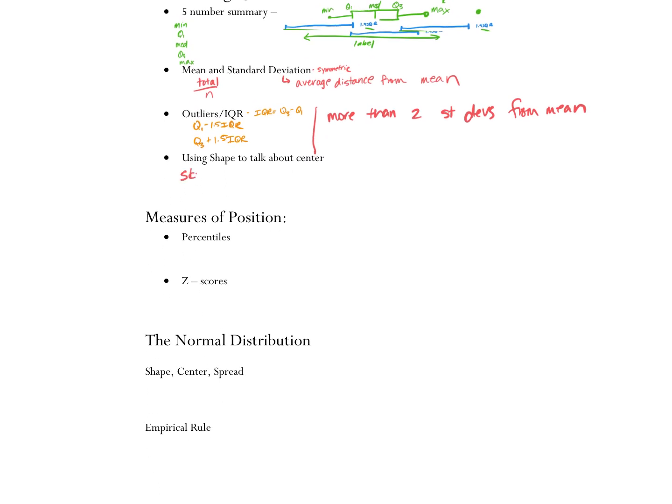If something's skewed right, if you know the shape is skewed right, then it's very reasonable that the mean is greater than the median. Likewise, if a distribution is skewed left, the mean would be less than the median. The mean is going to go wherever the tail is. Okay.